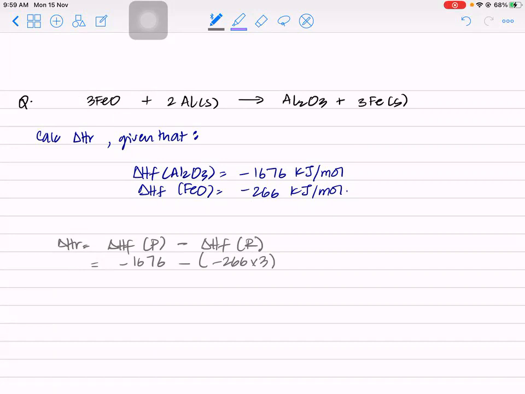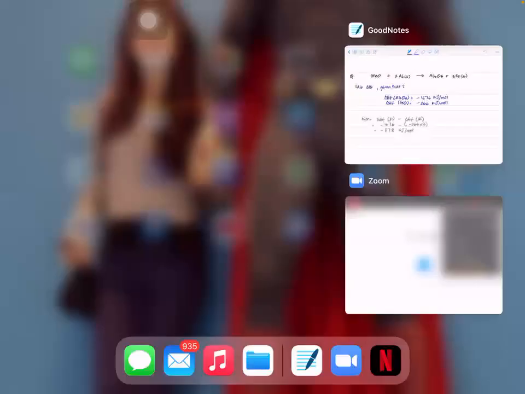Is this clear? Do you guys understand this? And this is how you get your delta H, which comes out to be minus 878 kilojoules per mole. Understood? Do you all get it? Yes? Any questions?